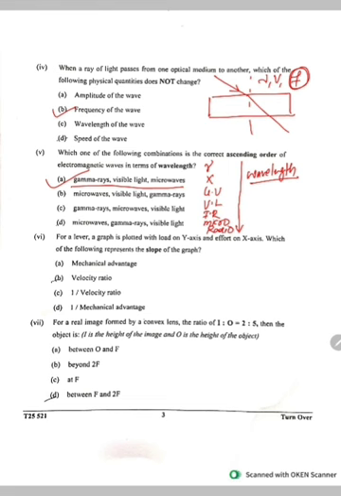Now let's see the next question, which is question number 6. In question number 6 it says that for a lever a graph is plotted with load on the y-axis. Suppose this one is the y-axis, so on the y-axis it is representing load, and on the x-axis we are representing effort. Which of the following represents the slope of the graph?